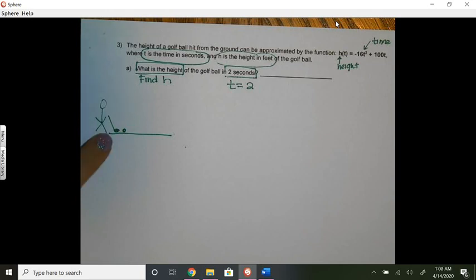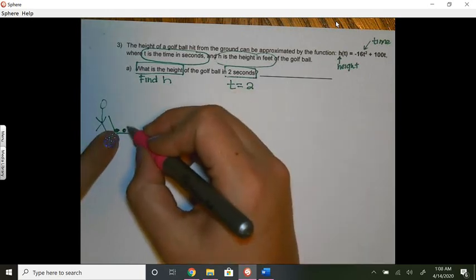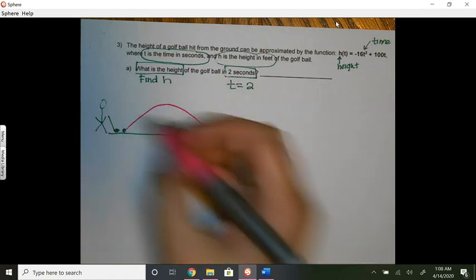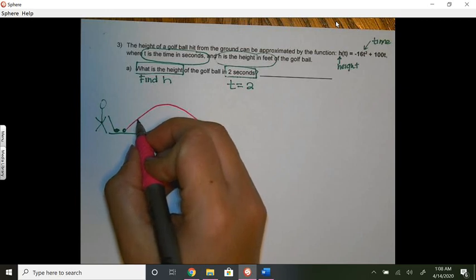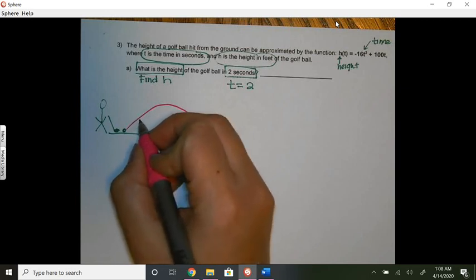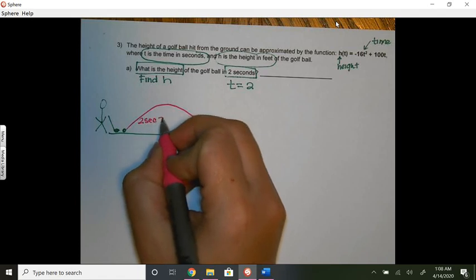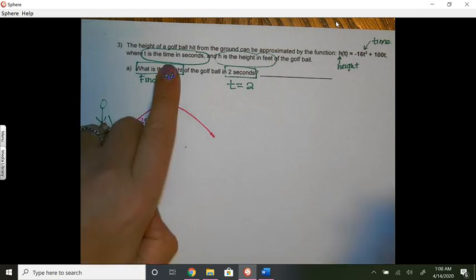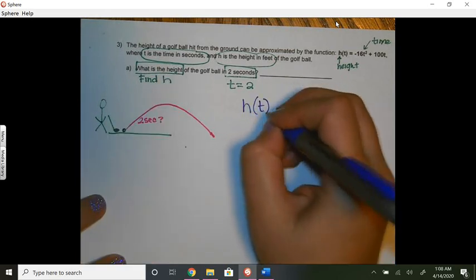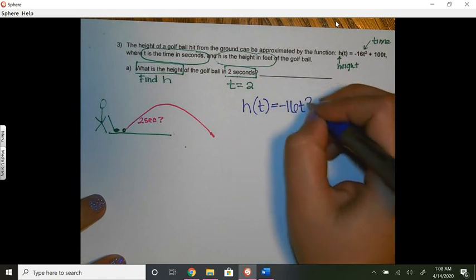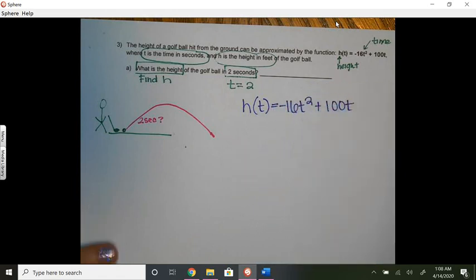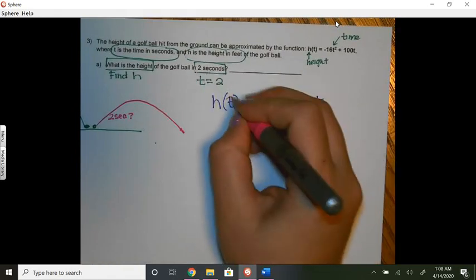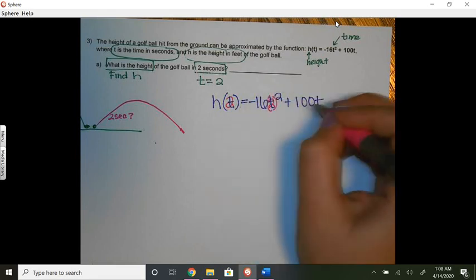So again, you always read the question and you think about what's going on. We have this person, they're going to hit the golf ball, so the golf ball will go up in the air and then it will come down. It wants to know, what is the height of the golf ball in 2 seconds? So where will it be in 2 seconds? So we're going to take the equation that we're given. h of t equals negative 16t squared plus 100t. And it wants to know, find the height. So we have to figure out the height when we plug in 2 for t.